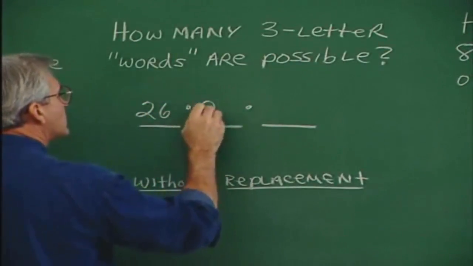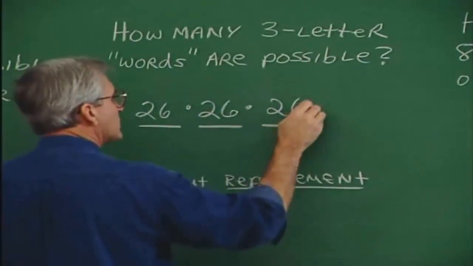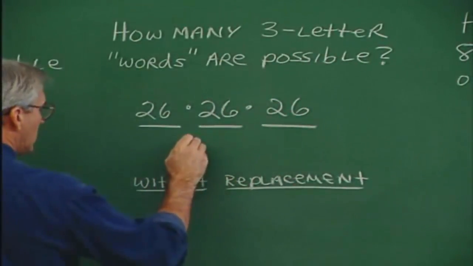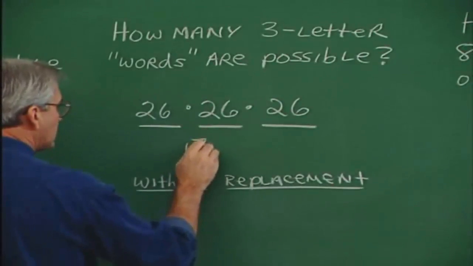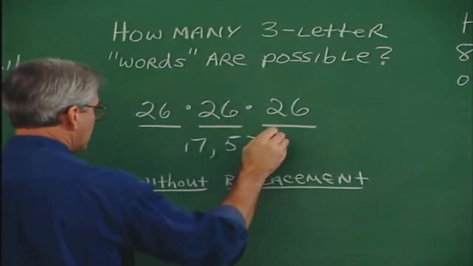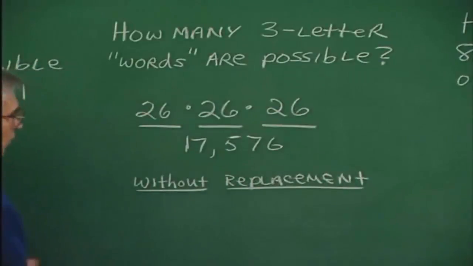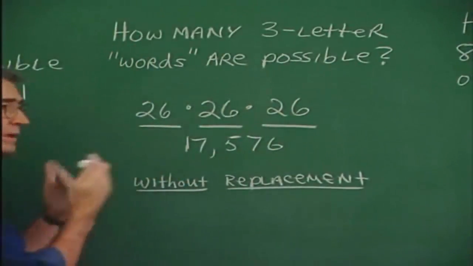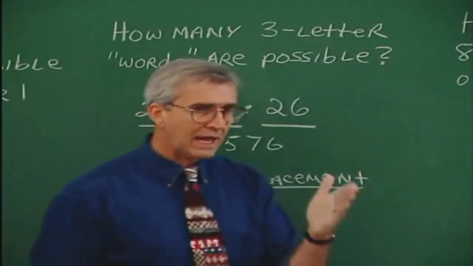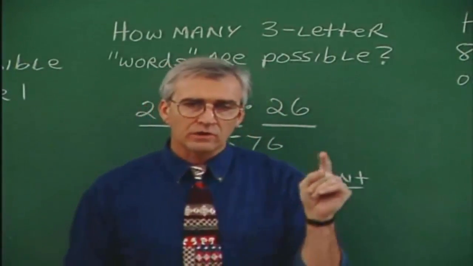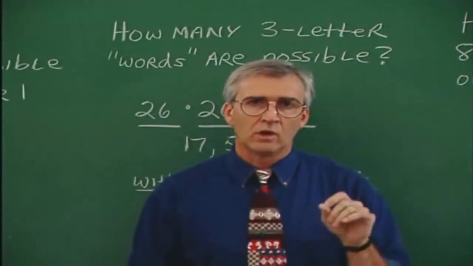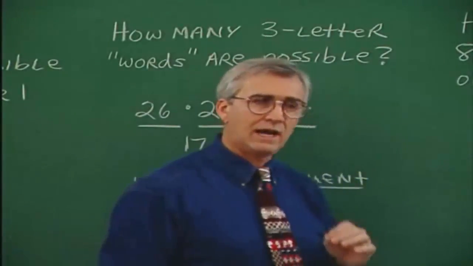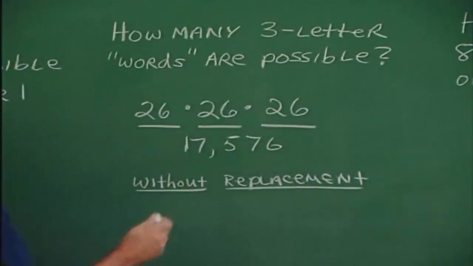For this one, 26. For this one, 26. And so multiplying 26 times 26 times 26, we would get 17,576. Now, what about if we were talking about the same idea but without replacement? Without replacement, that means if we use A as the first letter, we can't use A as the second letter. So ARA is not a word. We have to disallow that.